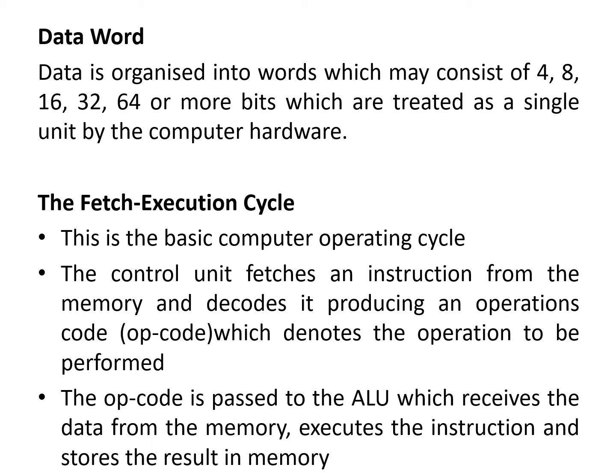Next, we move to the fetch execution cycle. This is the cycle which shows how the components of a computer interact to execute a single instruction. First, the control unit fetches an instruction from the memory and decodes it, producing an operation code which denotes the operation to be performed. Then the opcode is passed to the ALU, which receives the data from the memory, executes the instruction, and stores the result back in the memory.